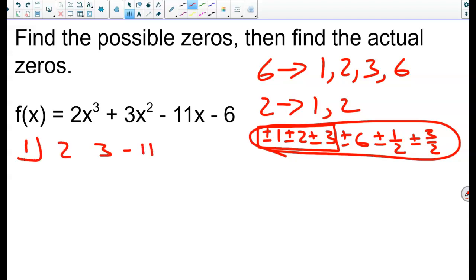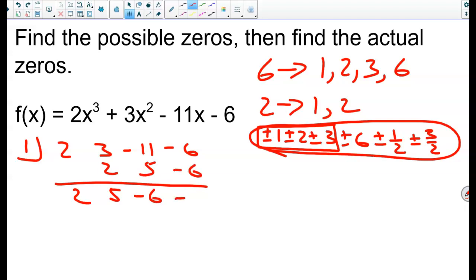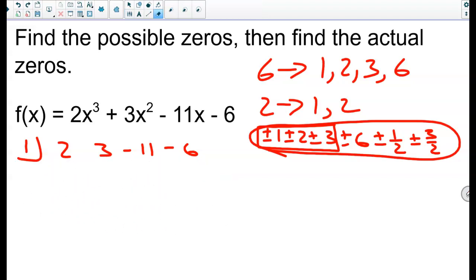2, 3, negative 11, negative 6. Drop the 2, we get 2. 3 and 2 is 5. 5 and 1 is 5. I get a negative 6. Negative 6 times 1 is negative 6. That's negative 12. Be careful. I can't tell you how many people look at that and go, don't worry about the signs, just 0. No. Your signs have to be correct. So 1 does not work.